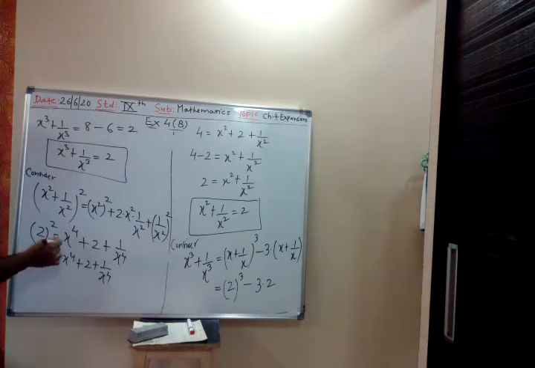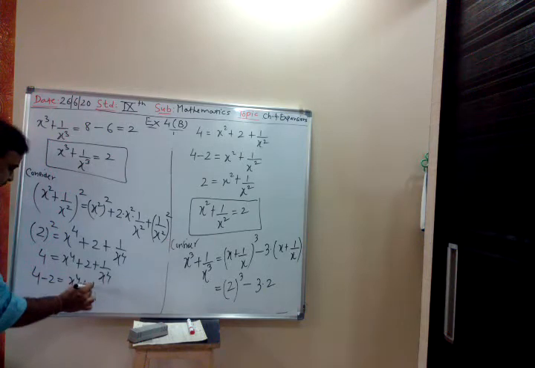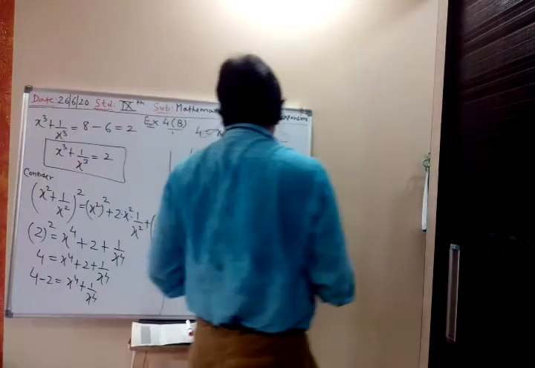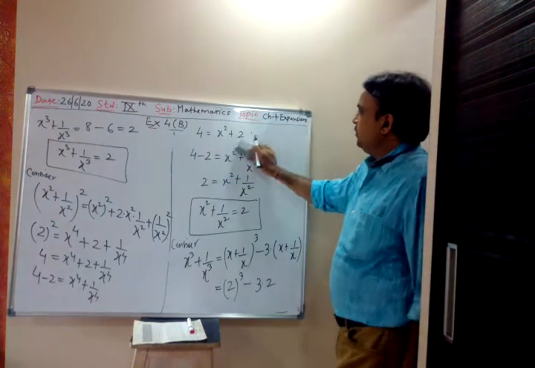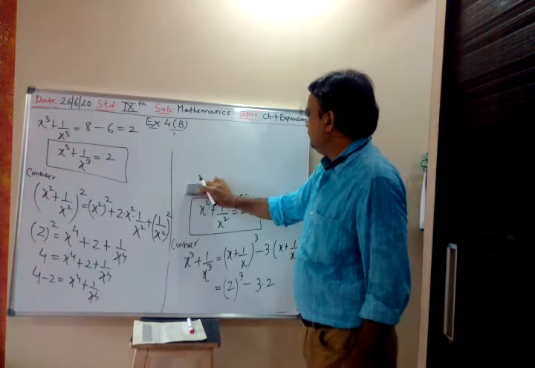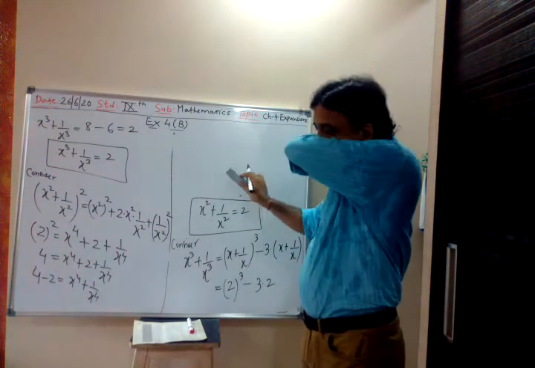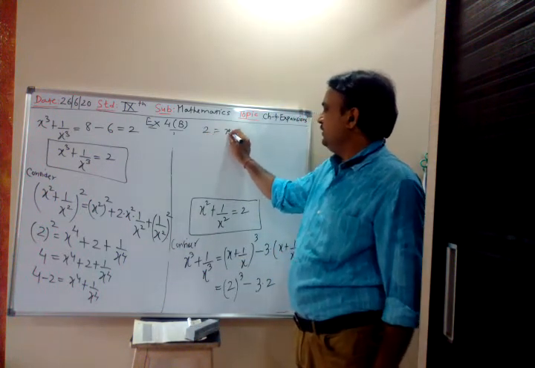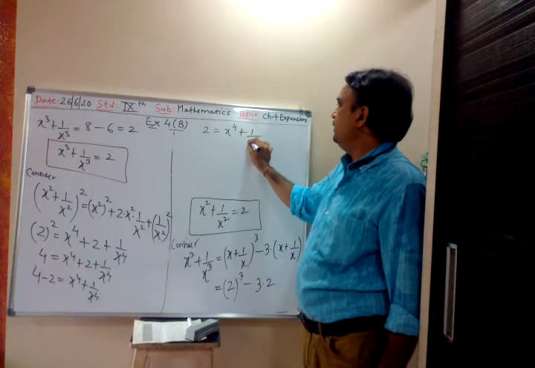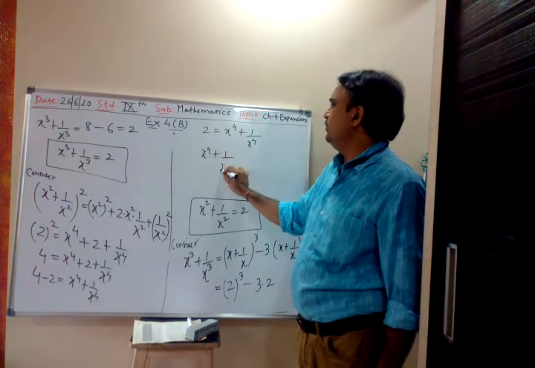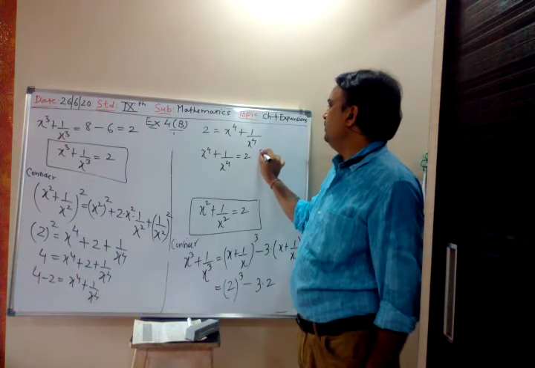I will take 2 on this side. So 4 minus 2 is equal to x raised to 4 plus 1 upon x raised to 4. So 4 minus 2 is 2. So 2 is equal to x raised to 4 plus 1 upon x raised to 4. So finally x raised to 4 plus 1 upon x raised to 4, this value we have found, which is 2.